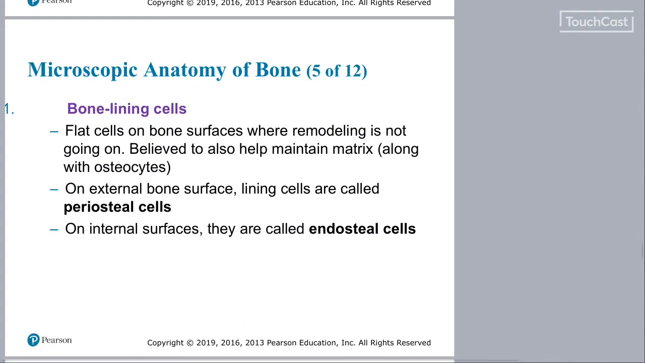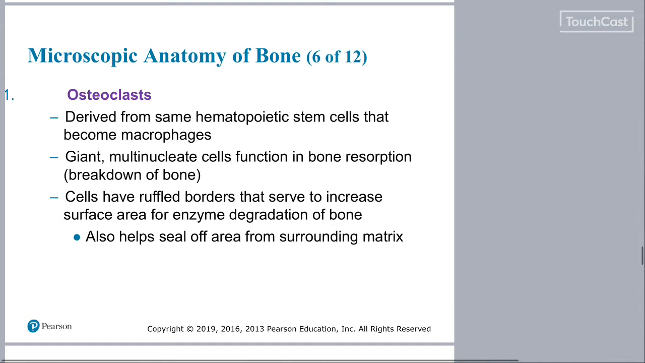Our bone lining cells are going to be the flat cells on the outside surface of the bone where remodeling is not happening, and also on the internal surfaces. Here they're called the endosteal cells. Remember, endo means inside. And on the outside, they're called periosteal cells, peri meaning around. Osteoclasts are going to be derived from the same hematopoietic cells that we see as macrophages. So in a way, a good way to explain them is as a bone macrophage. These cells are going to have ruffled borders that increase their surface area and help to break down the bone matrix.